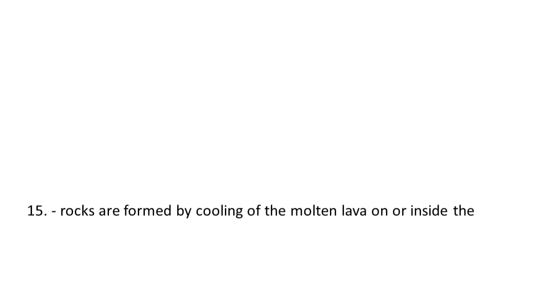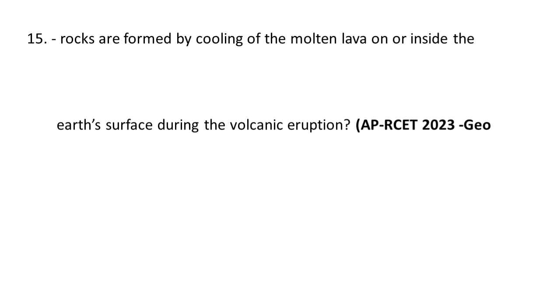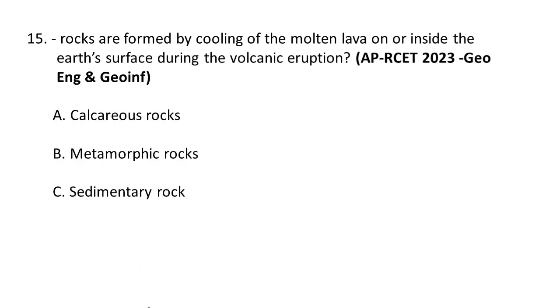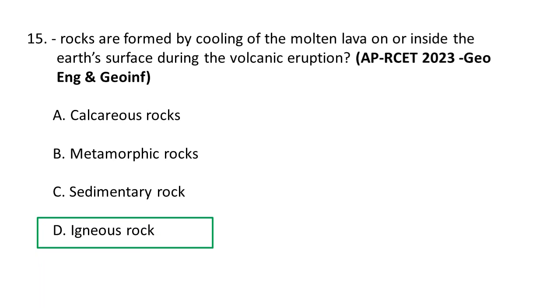Next question. Which rocks are formed by cooling of molten lava on or inside the earth's surface during a volcanic eruption? This is also a very simple question. A. calcareous rocks, B. metamorphic rock, C. sedimentary rock, and D. igneous rock. Obviously, igneous rocks are formed by the cooling of molten lava on or inside the earth's surface during a volcanic eruption.